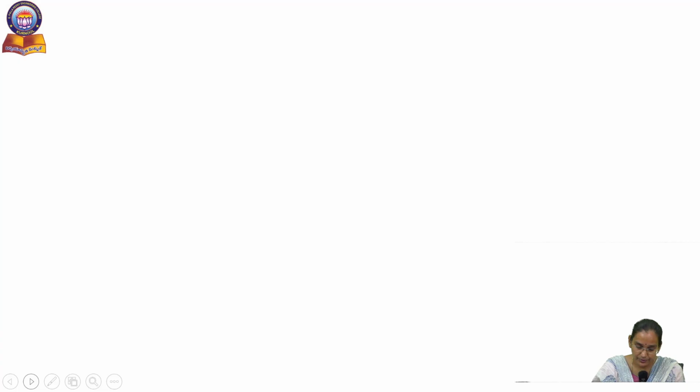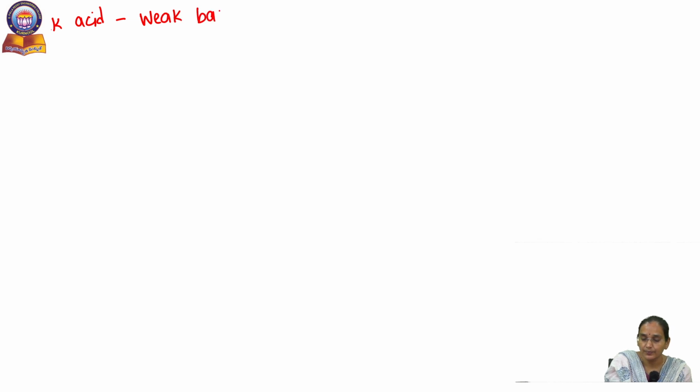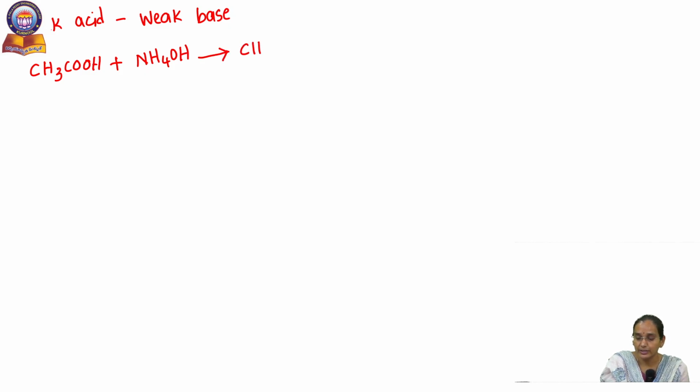Then another scenario, weak acid versus weak base. If acetic acid is taken as weak acid and ammonium hydroxide is taken as weak base, they undergo neutralization and they give some salt, acetate ion and ammonium ion in the salt, ammonium acetate, and it gives water molecule.